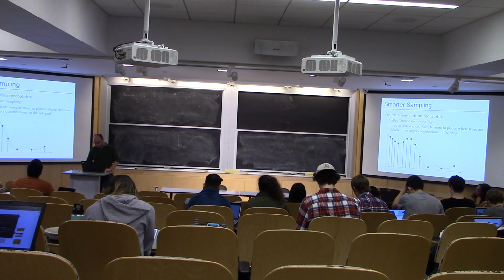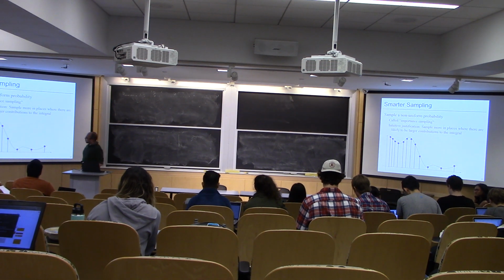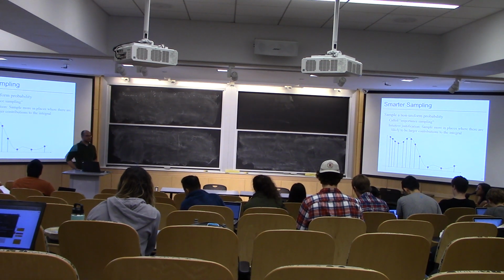Okay, here's an example. Let's say that I want to integrate a function in 1D, just for some intuition. Where do I need a lot of samples and where do I need relatively few? Do you have any ideas?